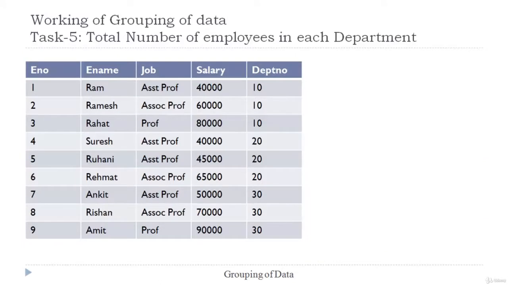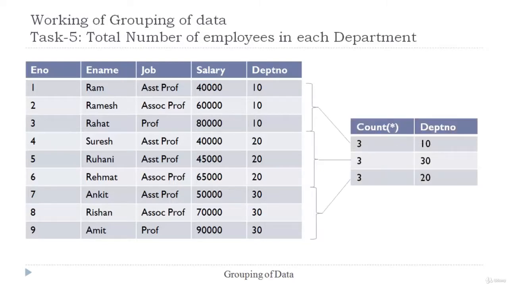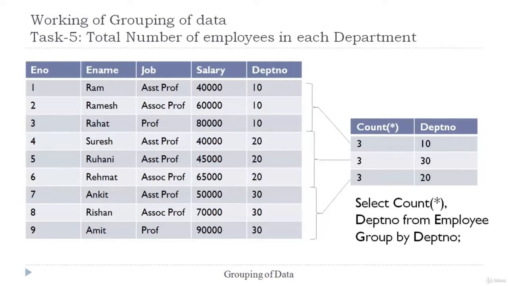Here we have to first make a group on each department number as shown here. Then count function will be applied on each group to find out total number of employees. The query to perform this task will be select count, comma department number, from employee, group by department number.